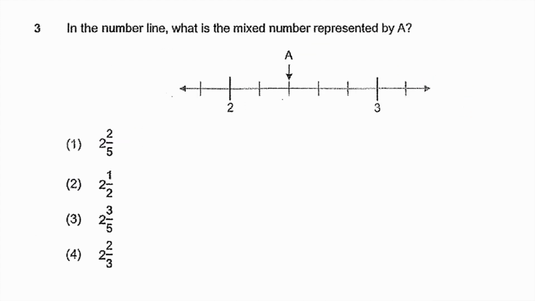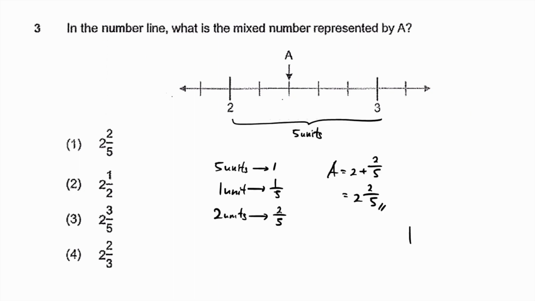In the number line, what is the mixed number represented by A? So what I tend to do usually for the first step is to take a look at the given numbers. In this case, it's 2 and 3. And then I'll count, okay, 1, 2, 3, 4, 5 units represent 1. Because from 2 to 3, that's an increase of 1. And 5 units represent 1. So with this equation, I can find out 1 unit is 1/5.